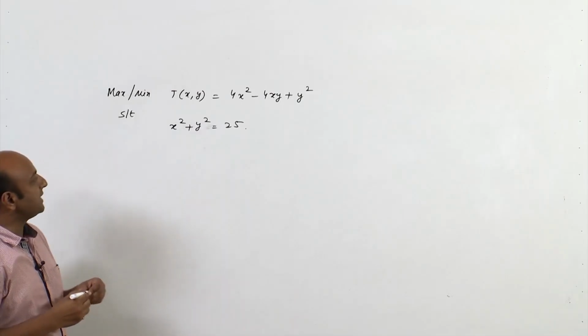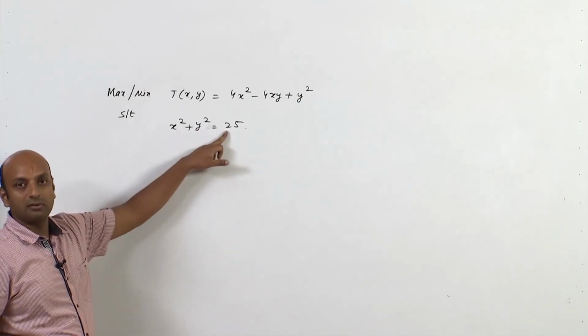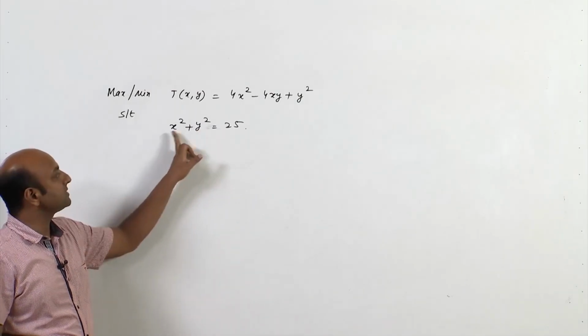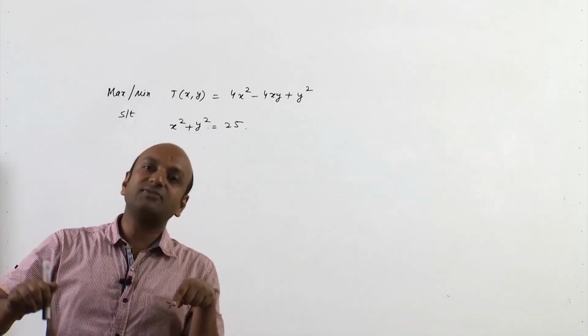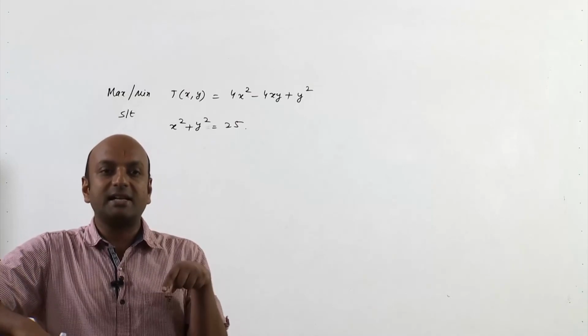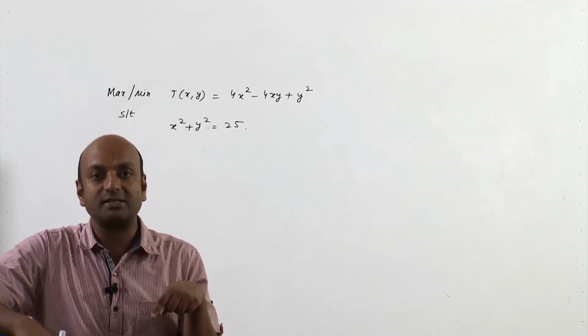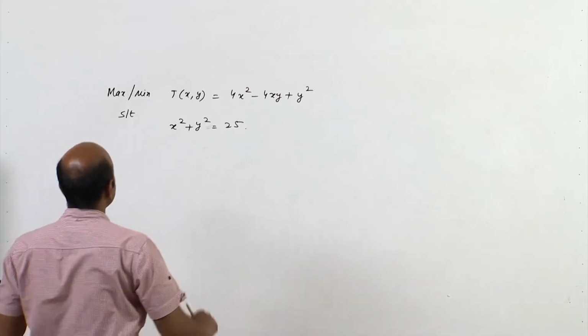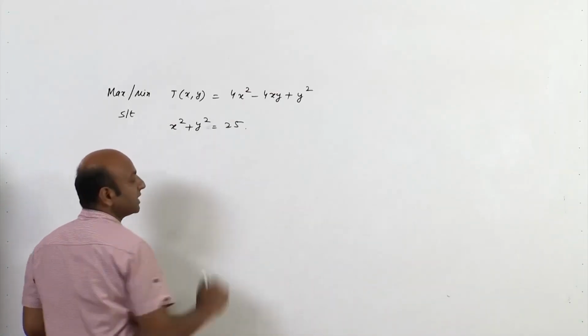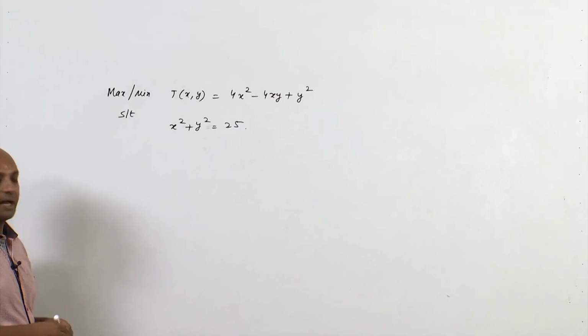Because the ant is following this route, the ant is moving on this circle, and we have to find the points where it is feeling the maximum temperature and the lowest temperature. So, basically we have to maximize or minimize this function subject to this condition. So, how can we do that?